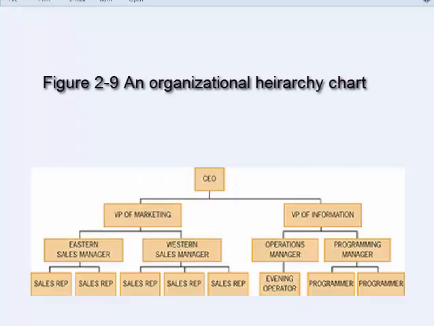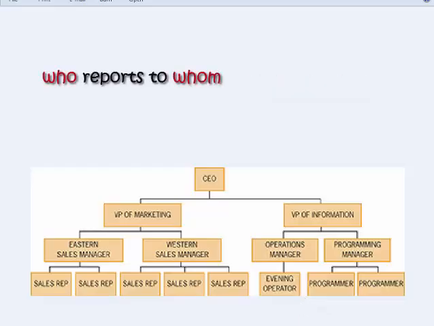Let's have a look at figure 2.9, which is found in your textbook on page 61. You should be familiar with hierarchy charts already from other courses. Now, this is a hierarchy chart for an organization. The chart shows who reports to whom, not when or how often they report.